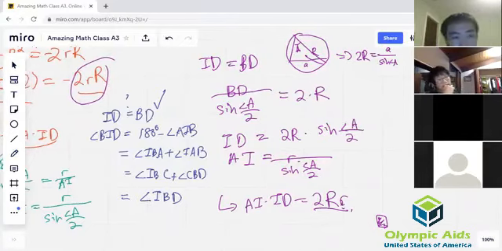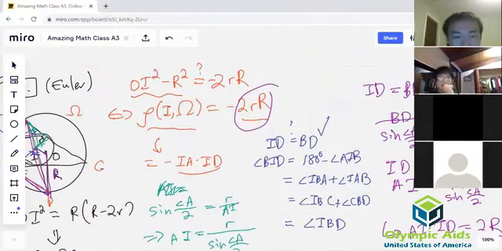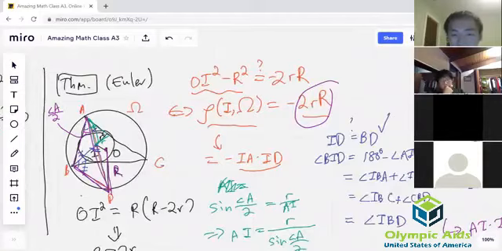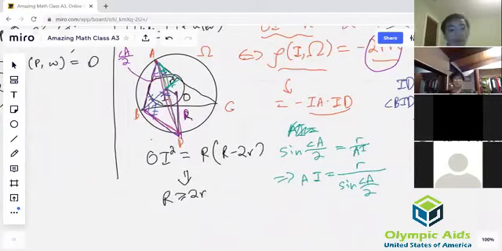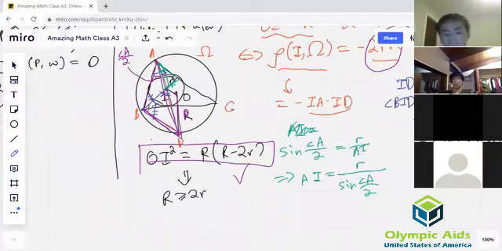If we backtrack the argument, that tells us the power of I is indeed equal to negative 2Rr. And that tells us the power of I is equal to OI squared minus R squared, so that's equal to this thing. Rearrange it, we get Euler's theorem as desired. So this is in fact proven. And this gives you the distance between the circumcenter and the incenter in any triangle, which is pretty cool.